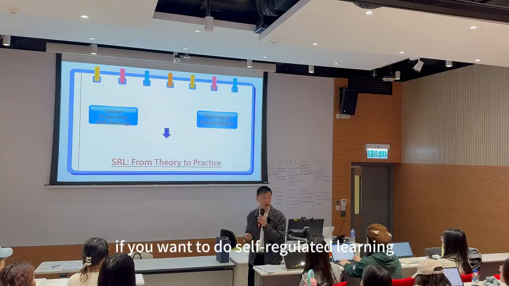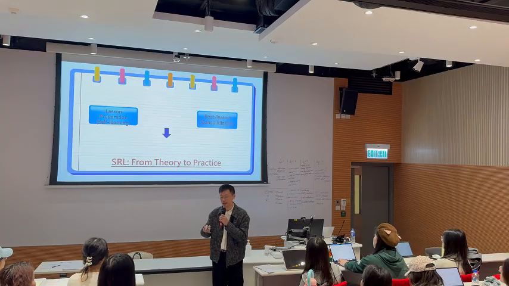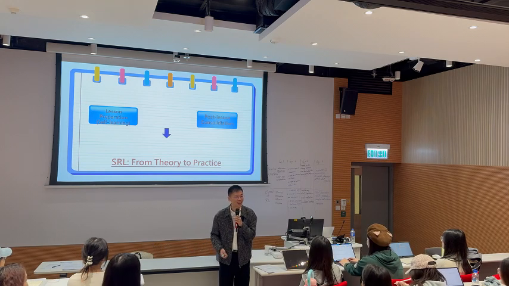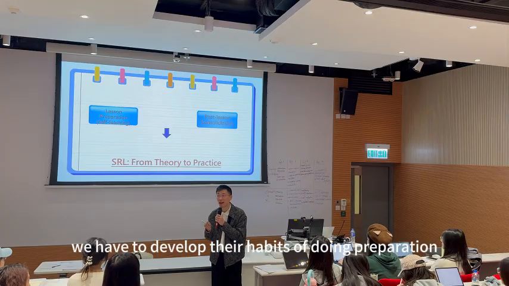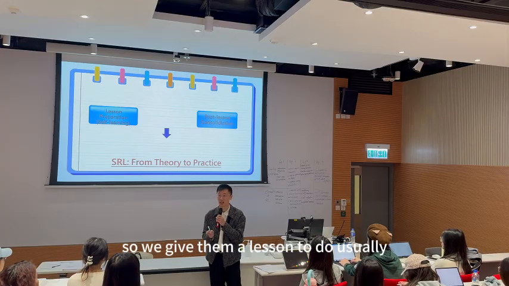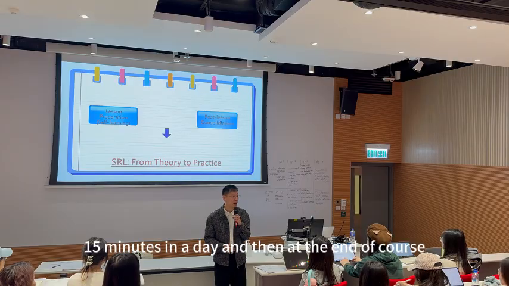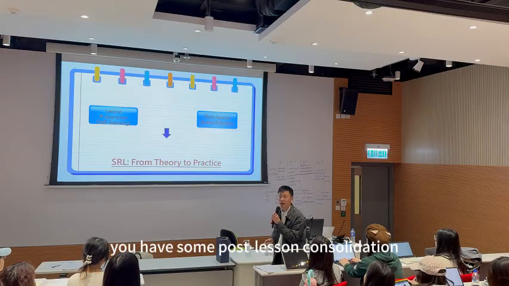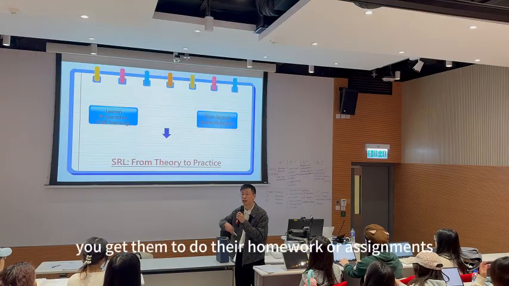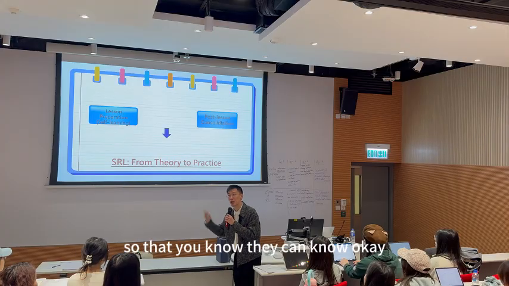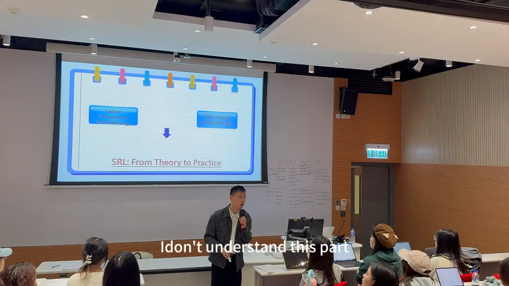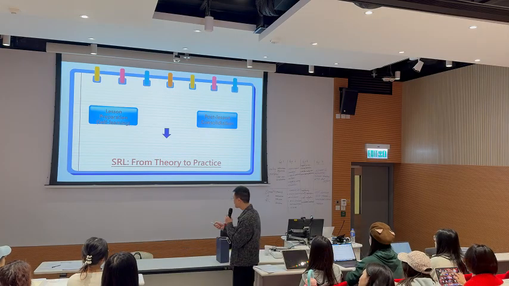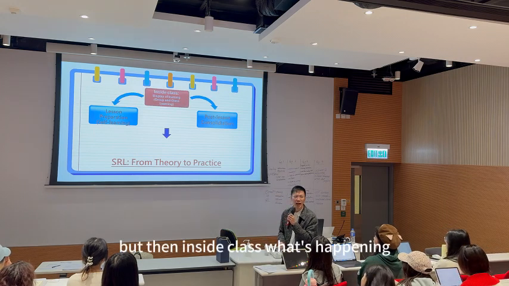If you want to do self-regulated learning, but you don't have any time for them to do it, if you don't assign them some time or lessons to do it, they won't do it. Right? So we have to train, we have to develop their habits of doing preparation. So we give them a lesson to do, usually 15 minutes in a day. And then at the end, of course, you have some post-lesson consolidation. You get them to reflect, you get them to do their homework or assignments so that they can know, okay, I don't understand this part, or you know that they don't understand that part, and then you will give them feedback, right?